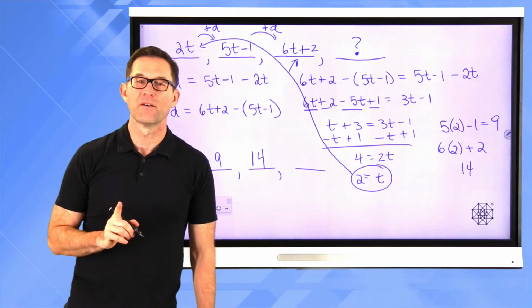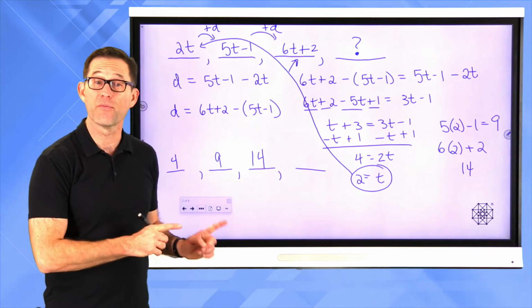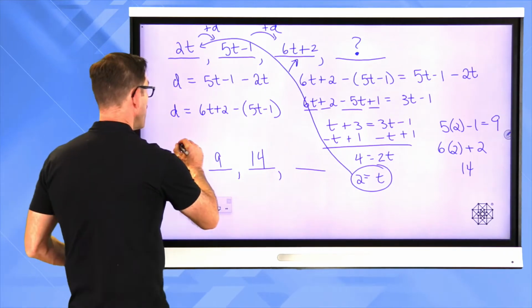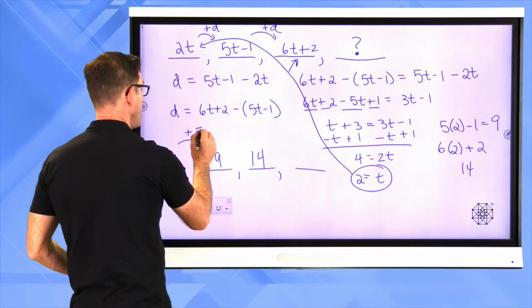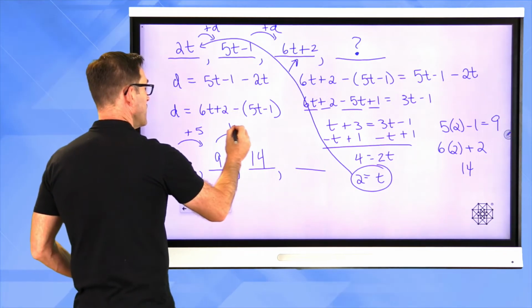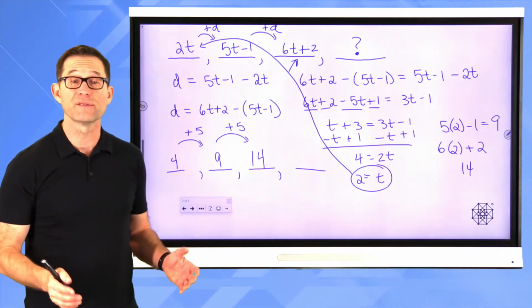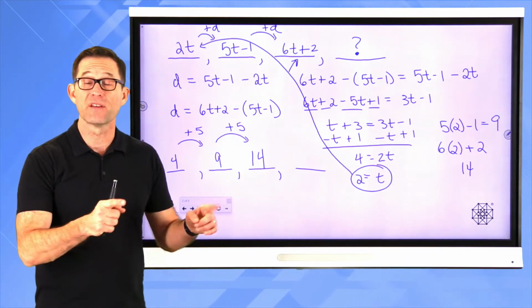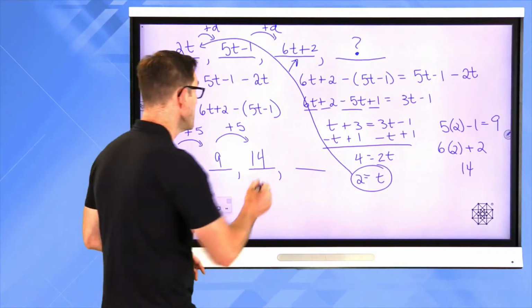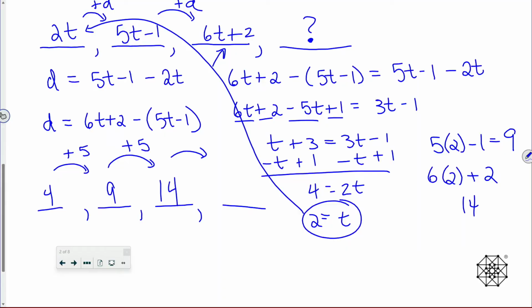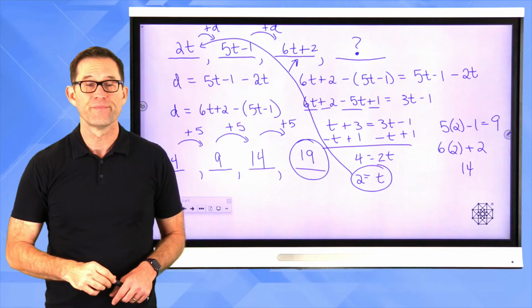And now look, do we actually have an arithmetic sequence? Well, to go from 4 to 9, I have to add 5. To go from 9 to 14, I have to add 5. So yes, I've got an arithmetic sequence because I'm adding the same amount to get to the next number, which means my fourth term is 14 plus 5, and that's 19. And that's the actual answer I'm looking for here.